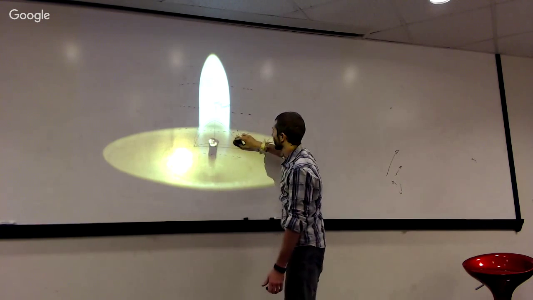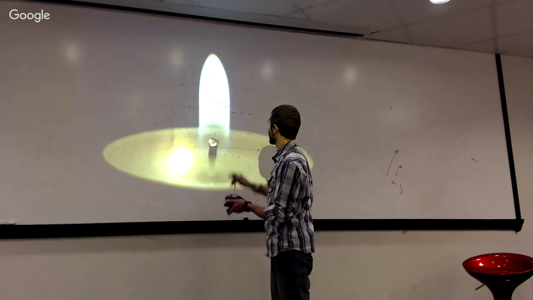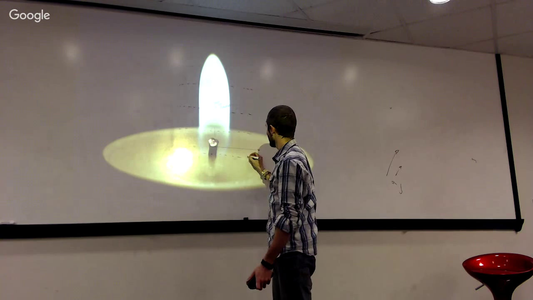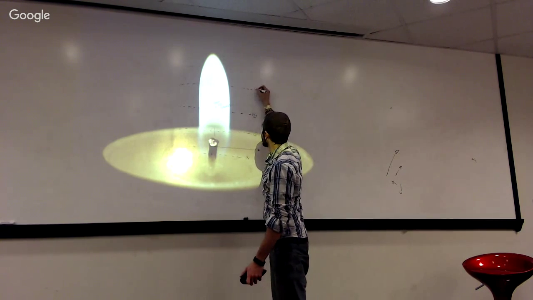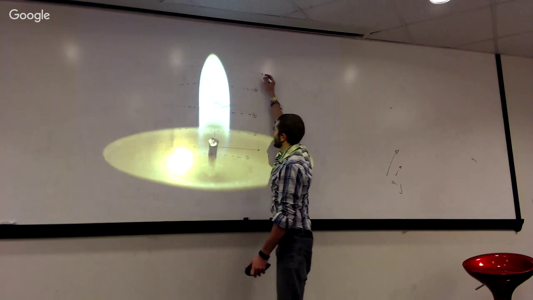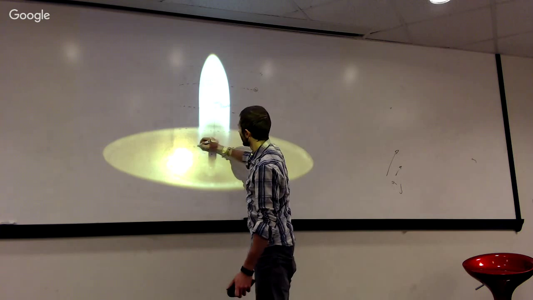So we're going to do profiles at each of these curves, or lines. So it's one, two, three, four, five. Does that make sense what we're going for? And we're doing all of that on this axis.